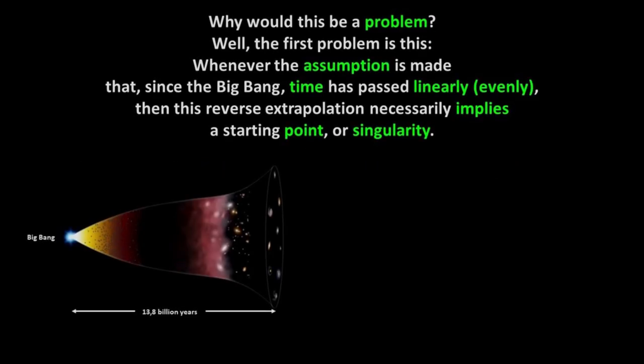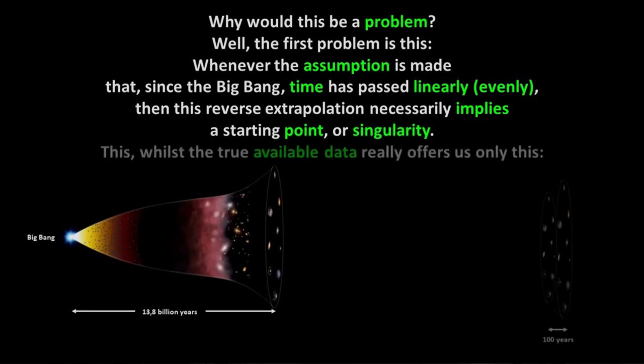Why would this be a problem? Well, the first problem is this. Whenever the assumption is made that since the Big Bang, time has passed linearly or evenly, then this reverse extrapolation necessarily implies a starting point or singularity. That's what we spoke about last night. This, whilst the true available data really offers us only this. On the right hand side of the picture, that's the only true data we really have, and that's just 100 years. The rest that lies backward, we've guessed, applying the laws in reverse gear.